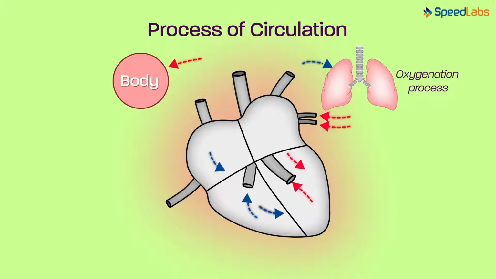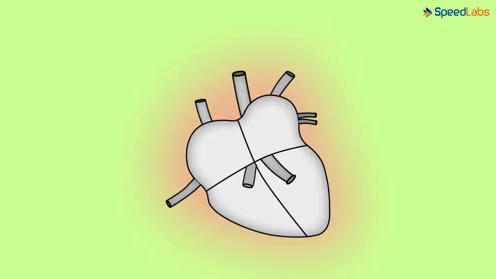This was the process in short. Deoxygenated blood from the body to the right atrium, then to the right ventricle, then to the lungs for purification, then to the left atrium, from here to the left ventricle, and then oxygenated blood is distributed all over the body. Now, let's talk about these pipes, which aid in the flow of blood.